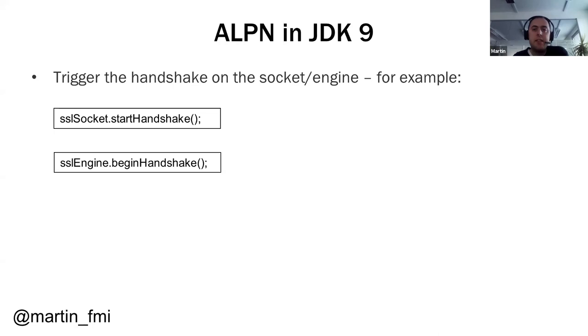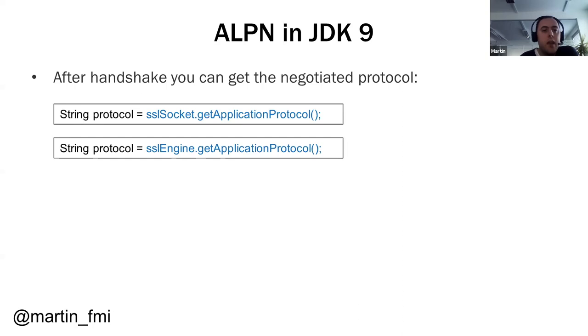Then, when you specify the supported application protocols, you trigger the handshake process either explicitly by calling any of the appropriate methods, or behind the scenes if you try to read or write data to the socket or to the SSL engine instance. And then once the communication is established, you can get the exact application protocol being negotiated from the SSL socket or SSL engine instance by calling the get application protocol methods.